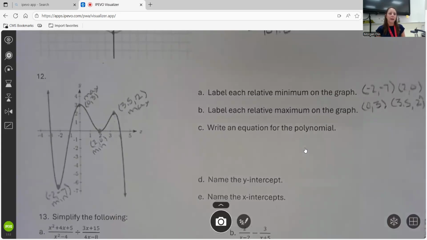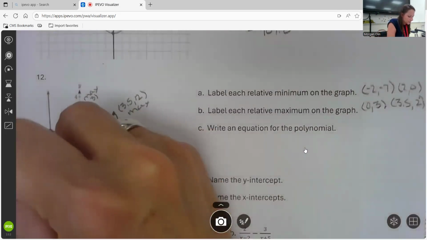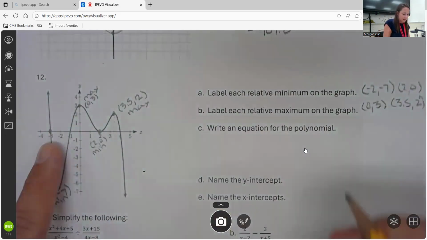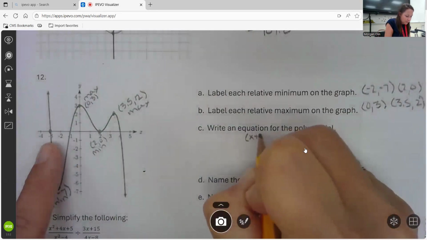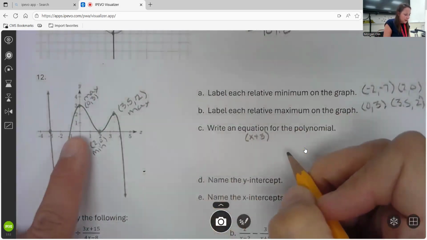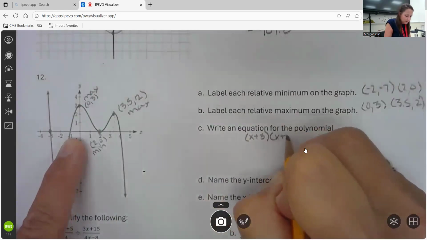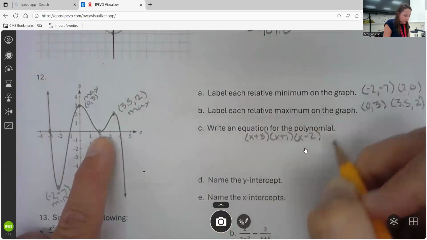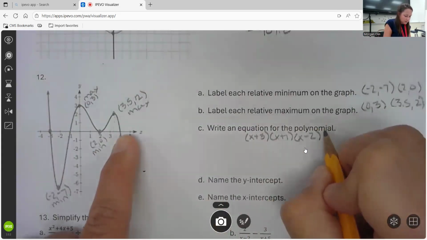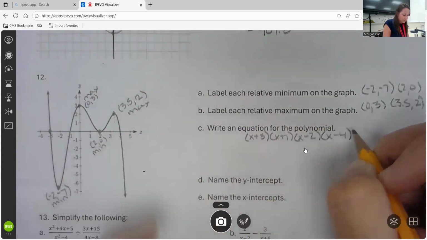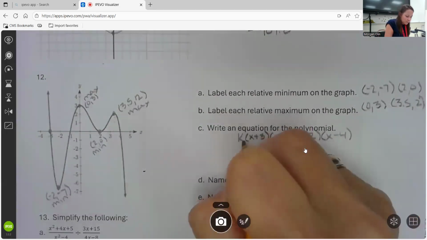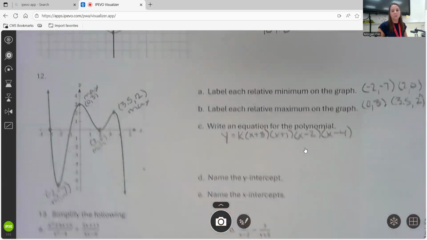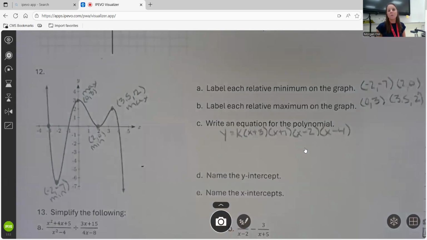Okay, now let's write an equation for this. If I'm writing an equation, I've got to look for the x-intercepts first. Here, x-intercept is -3, so a factor is the opposite, x plus 3. -1, so x plus 1 is a factor. +2, x minus 2 is a factor. And +4, so x minus 4 is a factor. All right, now here's the problem. You don't know if there is a k value right there. Have we been multiplying it by something?